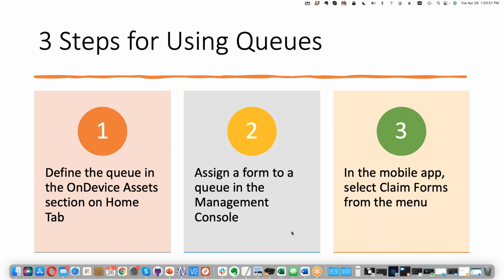The second 2 steps are actually much easier. It's simply to assign a form in the queue. You do that in the Management Console tab. I believe you can also do that with the API as well if you're building a more advanced integrated system. And then the last step is in the mobile app to open up the Claim Forms option in the menu to select your form. So let's take a look at this in action, starting with step 1.